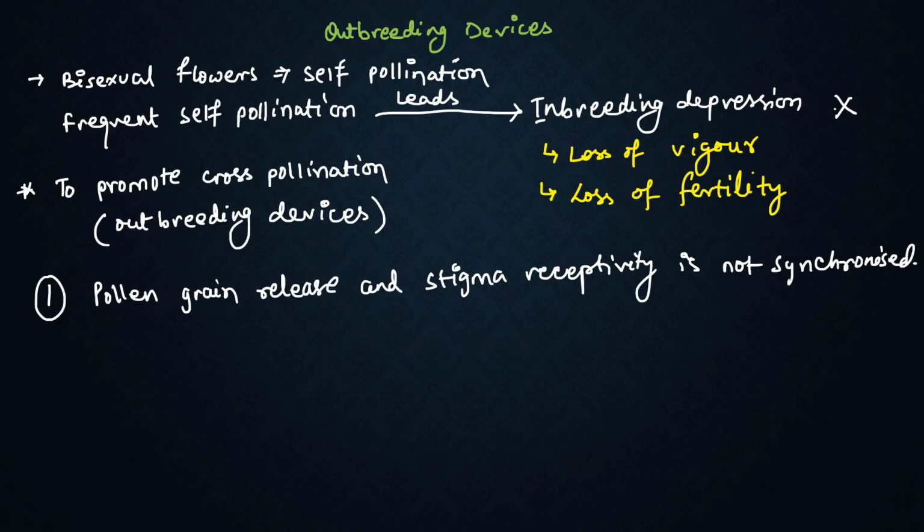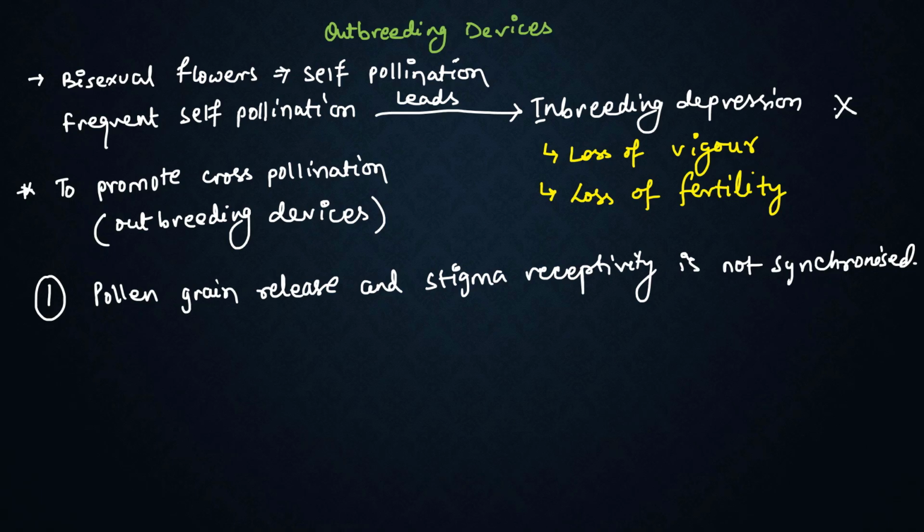When the pollen grain and the stigma mature at different points of time, the self pollen of a particular flower will not be able to pollinate the same flower. For example, you have a bisexual flower, and let's imagine that the pollen grain matures and is released much before the stigma becomes receptive. In that case, the stigma is not receptive. Although the pollen grains are released and fall on the stigma of the same flower, the stigma simply won't allow the pollination, thereby preventing self-pollination.